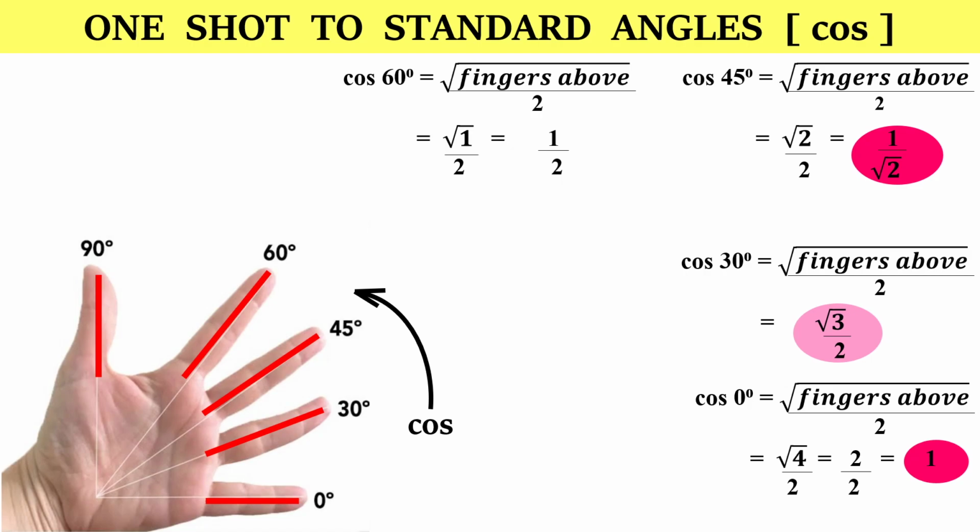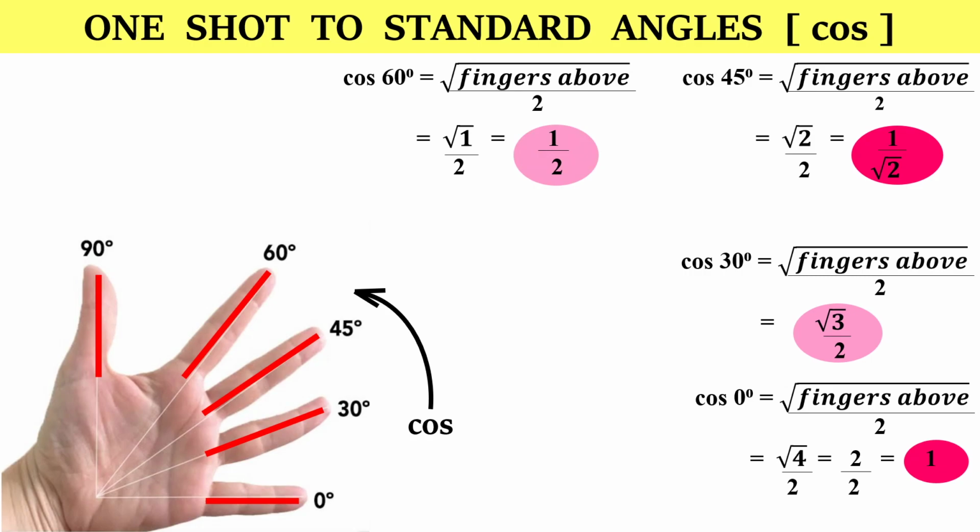Then we have the index finger. Index finger has been taken as 60 degree. So cos 60 degree. Now see how many fingers are above. We have only the thumb left. That means only 1. So it is square root of 1 upon 2. What is square root of 1? It is 1. 1 is also a perfect square number. So the numerator is 1, and the denominator is without any square root, so it is 2 as it is. So my answer for cos 60 degree is 1 by 2.